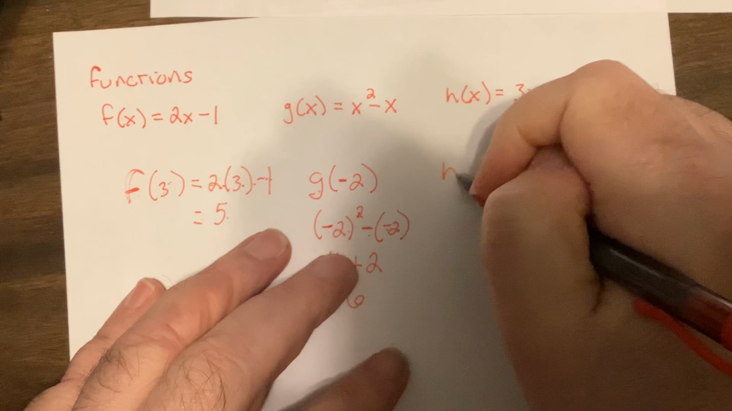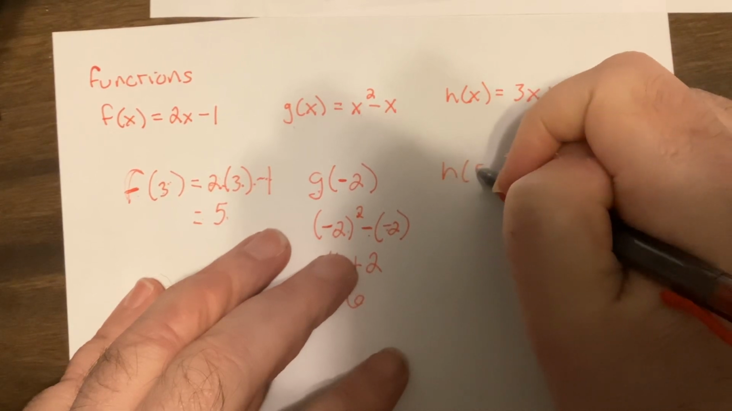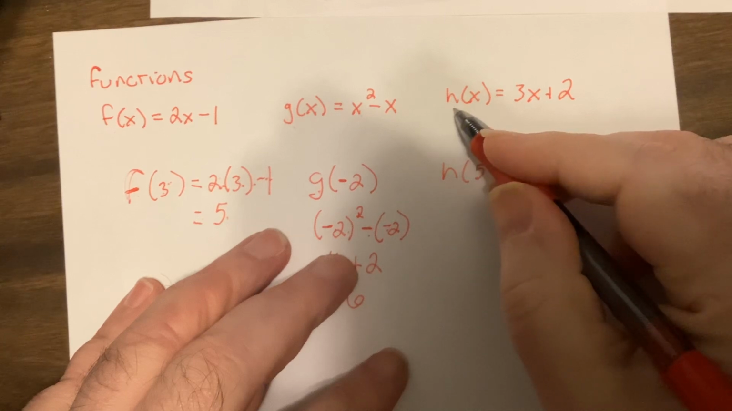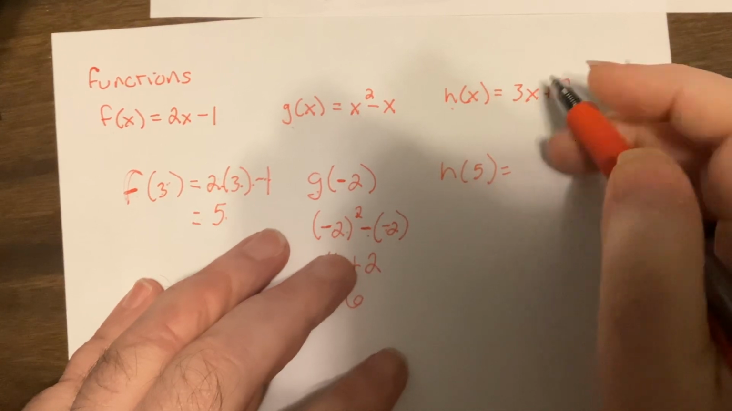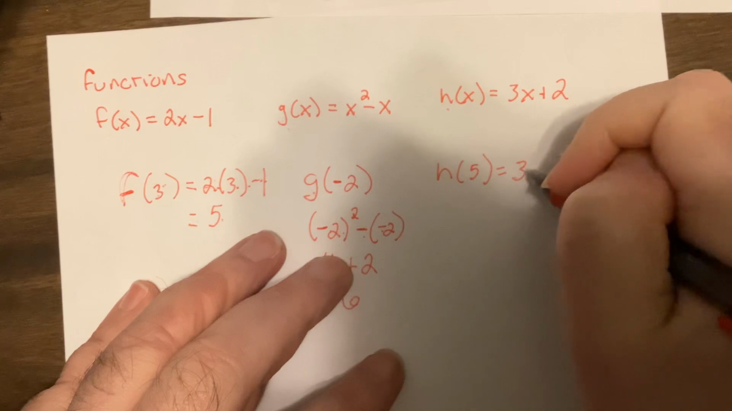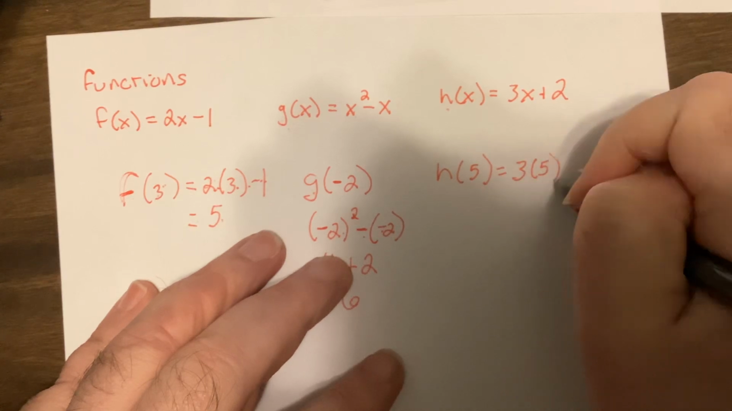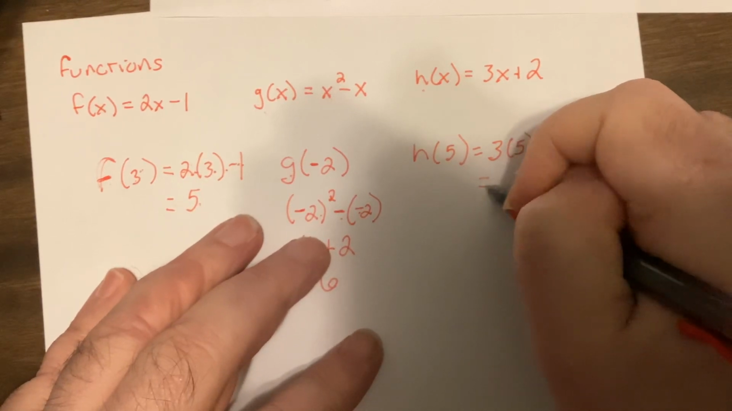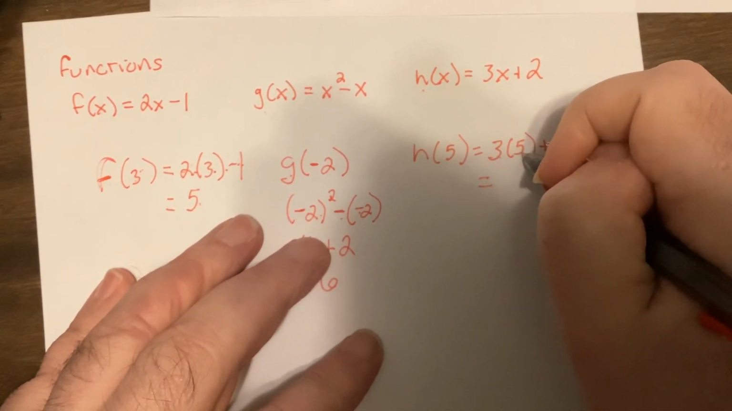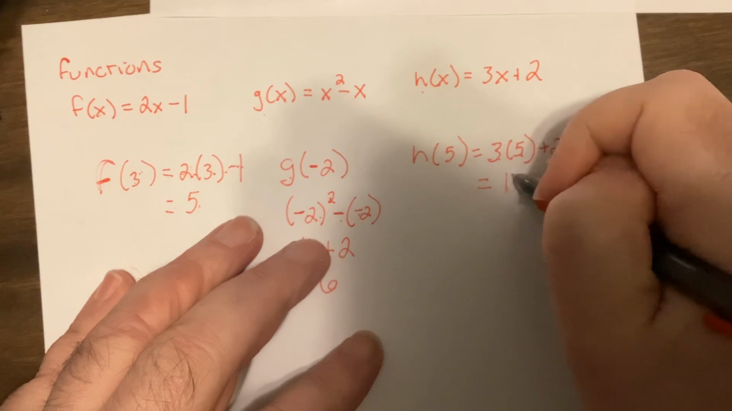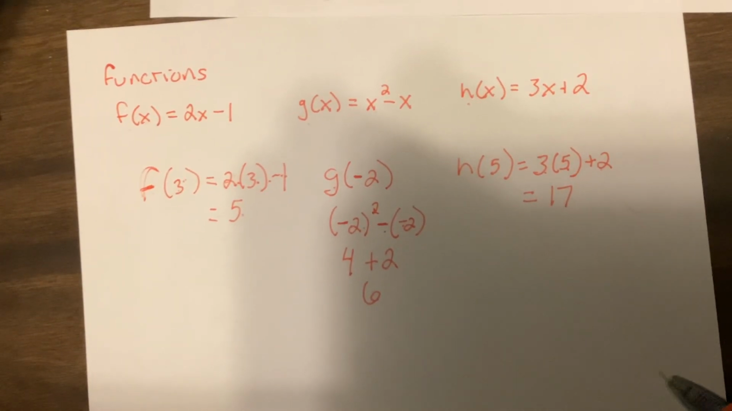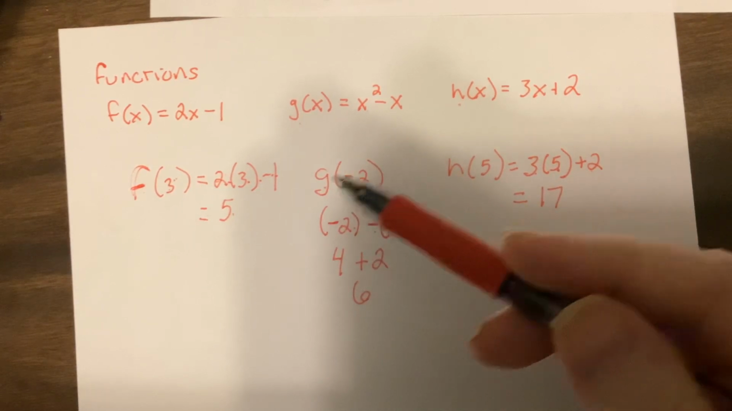So if I said what's h of 5, find the function h. There it is. Put in 5 where you see x. So it'd be 3 times 5 plus 2. 3 times 5 is 15. Plus 2 is 17. So you're just doing mathematical operations and they named it.